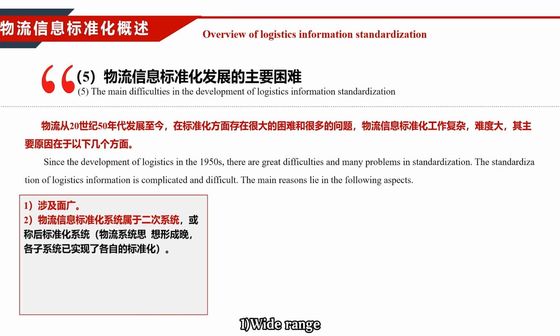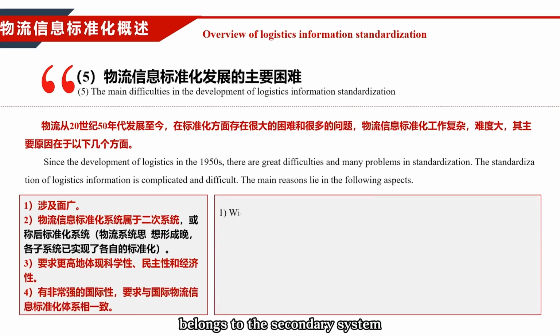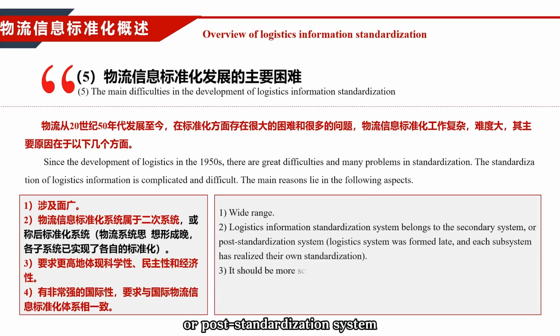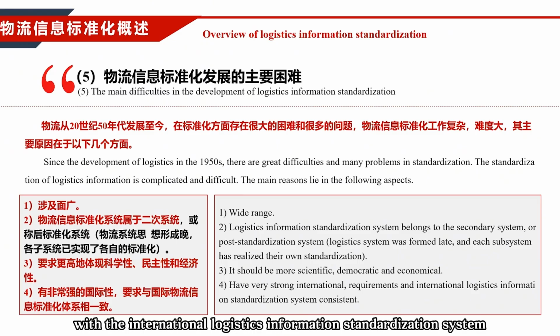1. Wide range. 2. Logistics information standardization system belongs to the secondary system, or post-standardization system. The logistics system was formed late, and each subsystem has realized its own standardization. 3. It should be more scientific, democratic, and economical. 4. It has very strong internationality, requiring consistency with the International Logistics Information Standardization System.